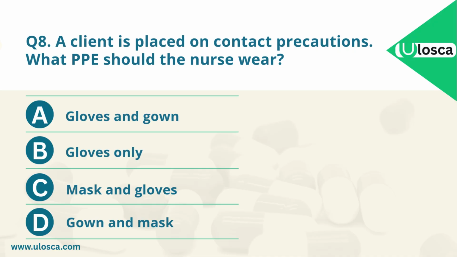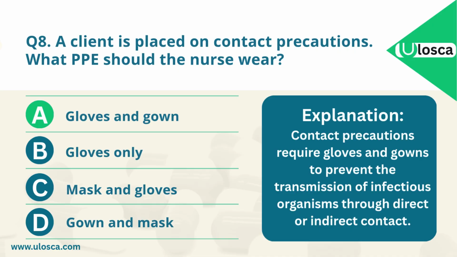The correct answer is A. Gloves and gown. Explanation. Contact precautions require gloves and gowns to prevent the transmission of infectious organisms through direct or indirect contact.